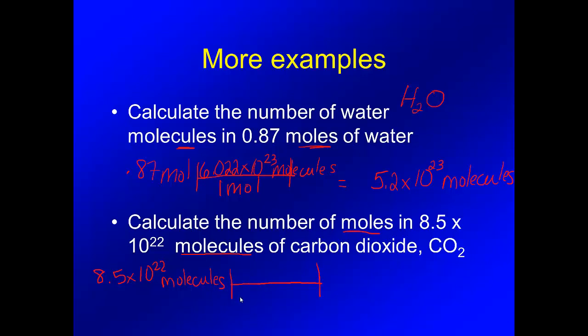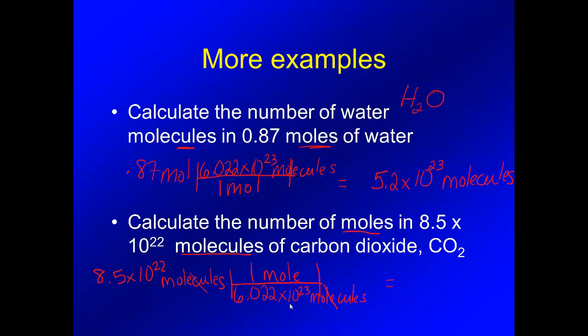But this time molecules needs to be on the bottom because they have to cancel out. 6.022 times 10 to the 23rd molecules. Now sometimes I have to admit I take a shortcut and I call them MCs. 1 mole. Molecules cancel. Make sure of that, you want them to cancel. So this time you're going to divide.